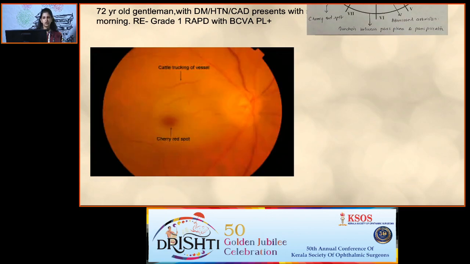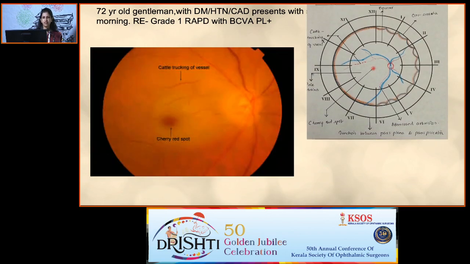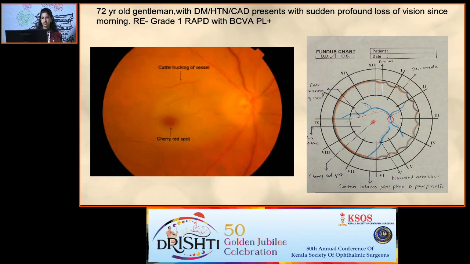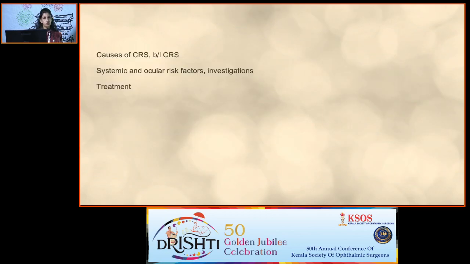Very good. So this is CRAO here, and we have the classic triad of pallid disc, pallor and cherry red spot with cattle trucking. So in CRAO, you need to know about the causes of cherry red spot and bilateral cherry red spot, especially in the pediatric age group, systemic and ocular risk factors, investigations and treatment options.